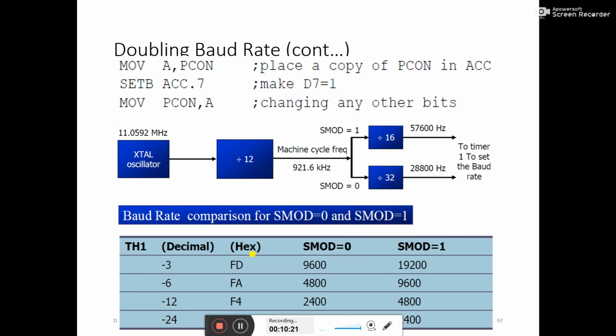These are some of the baud rates which we need to follow, and we need to use this table for providing the data into the timer registers. Here we need to put the values -3, -6, -12, and -24, and here are the hexadecimal values, and this is the baud rate which we can get using this 8051 UART.